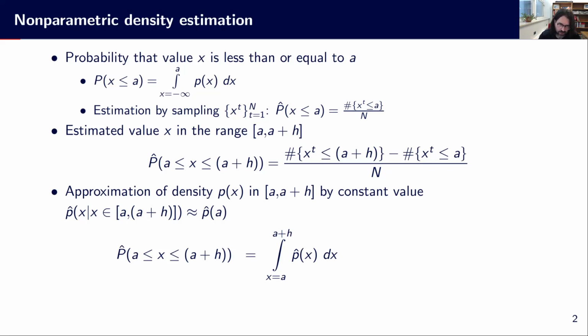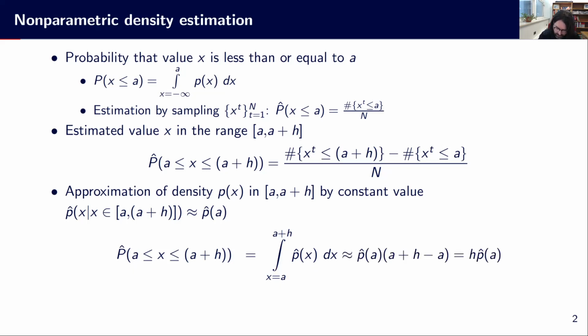So making that assumption, we can simply estimate that the probability of getting an x in the range between a and a plus h is equal to the integration of the estimation, so the p hat of x, which is constant in that range. We integrate this from a to a plus h.